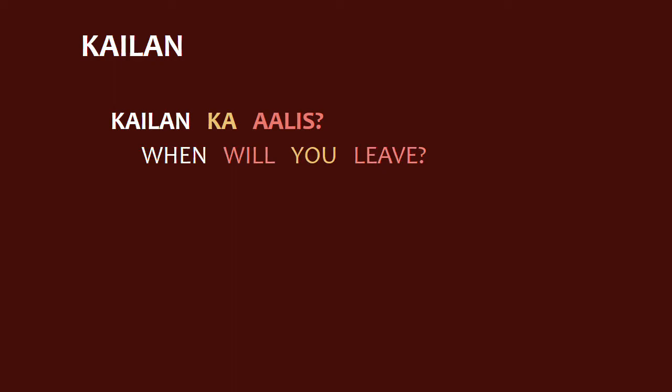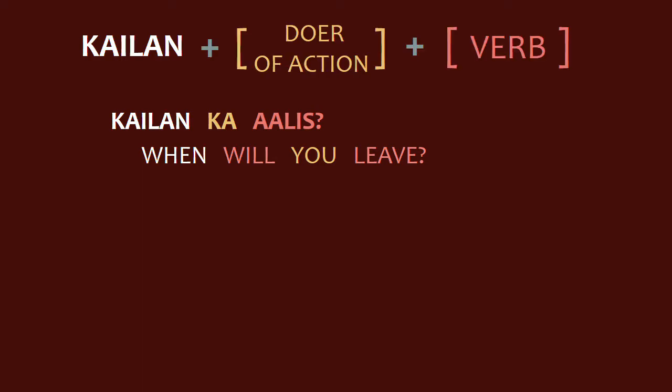Now, if you want to ask when an action of someone took place or will take place, you just start the question with kailan. No need to add ang after it. Halimbawa, kailan ka aalis? When will you leave? So we started with kailan, and then the person who will do the action, and then the verb. So it is in the future tense, aalis, because the action has not happened yet.